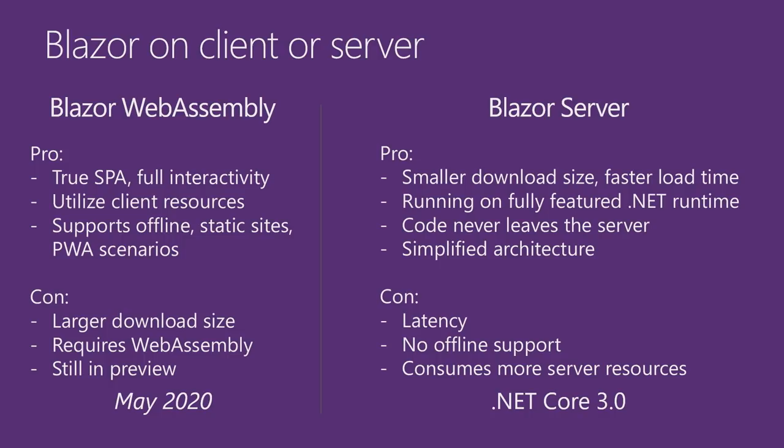It supports offline scenarios. You can deploy it as a static site. You don't even need to have .NET running on the server because your app is just a bunch of static files. You can build progressive web apps with Blazor WebAssembly. The downsides of Blazor WebAssembly are, well, you need to download that runtime with your app, and that means an additional download size cost, so your app may load slower.